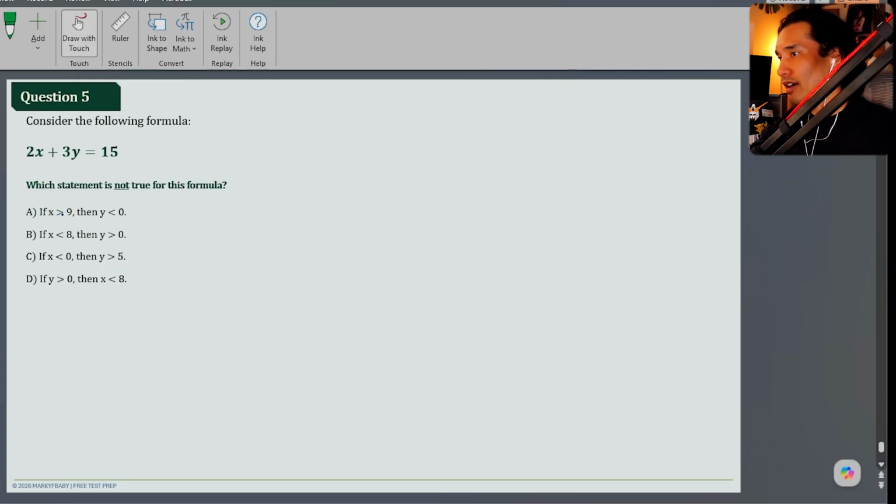Okay, so this says here, if x is greater than 9, then y is what? Y is negative. Okay? If x is less than 8, then y is positive. Positive values y. If x values are negative, then y is what? Greater than 5. We could choose 6 in this case. If y greater than 0, okay, positive y values, then x is less than 8, okay?